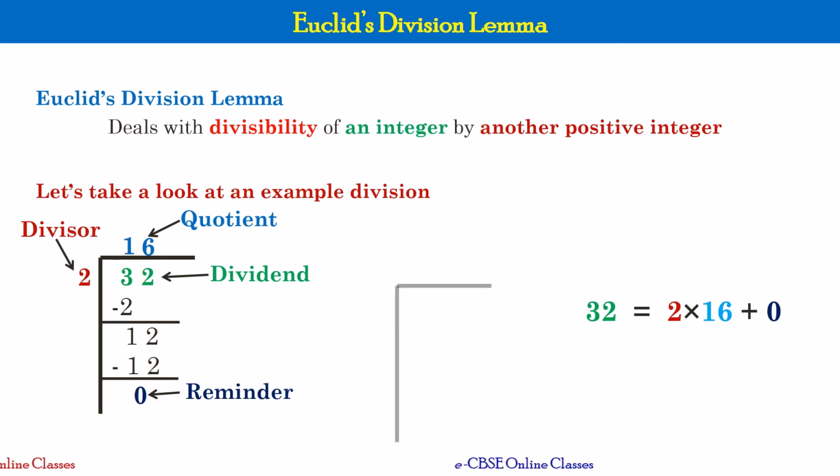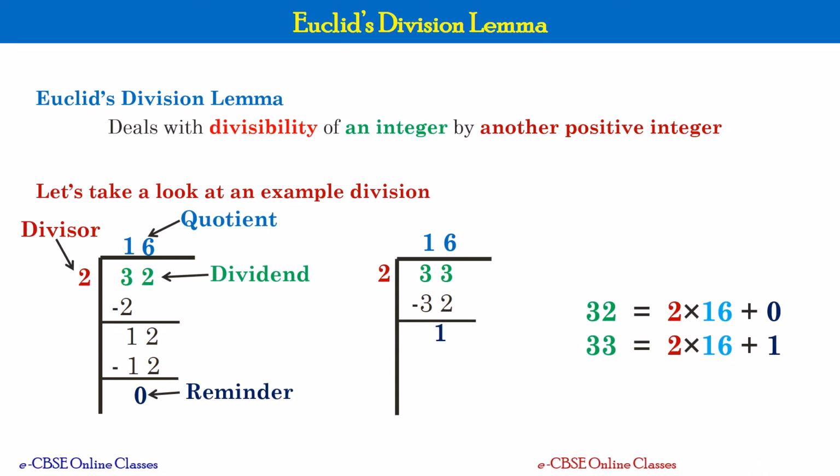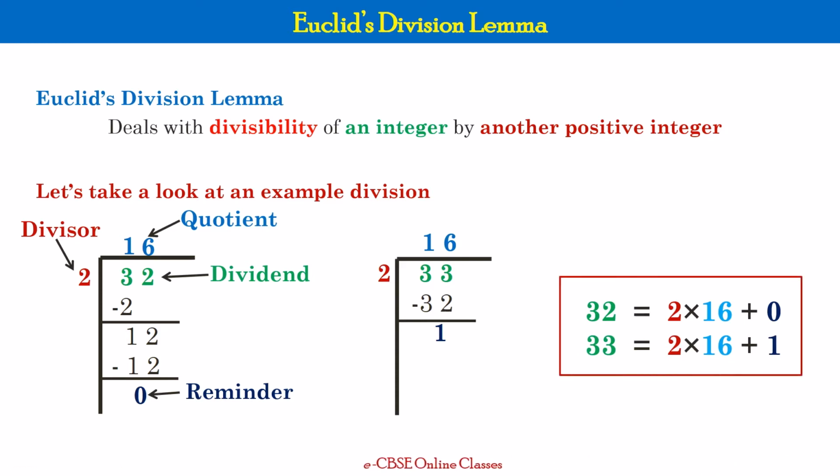And repeat the same procedure for number 33. We are left with 1 as remainder, 16 as quotient. So 33 is equal to 2 times 16 plus 1. So let us mark this.